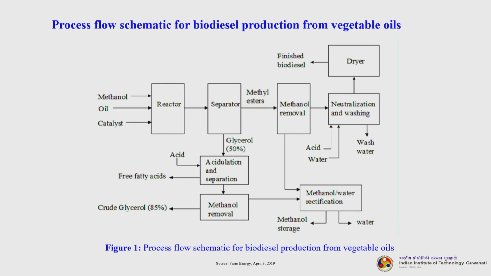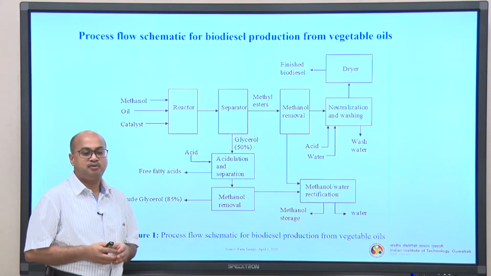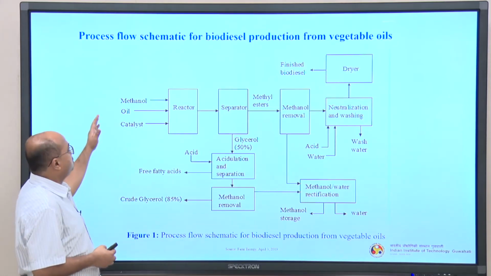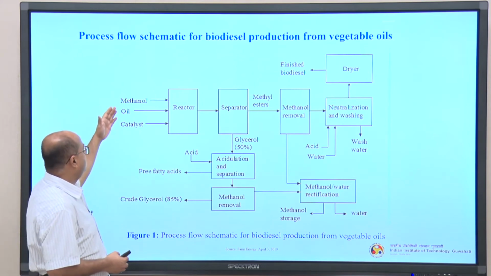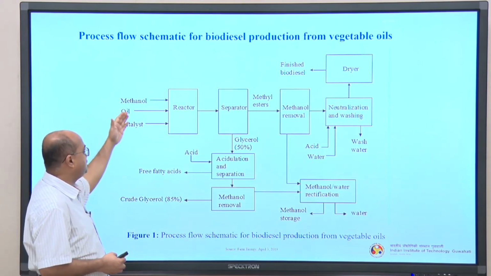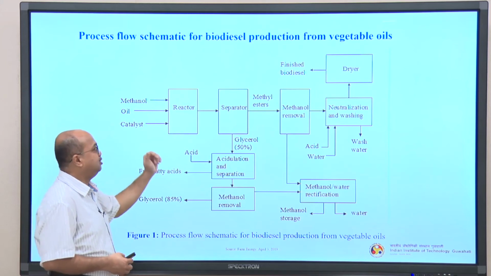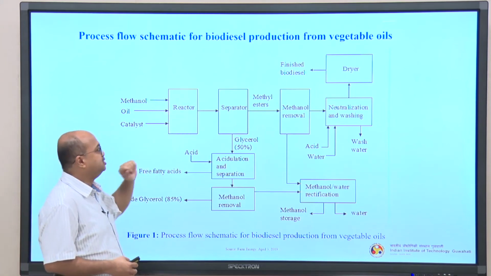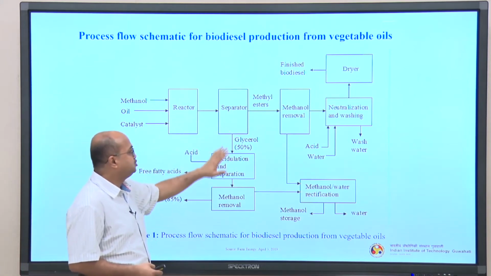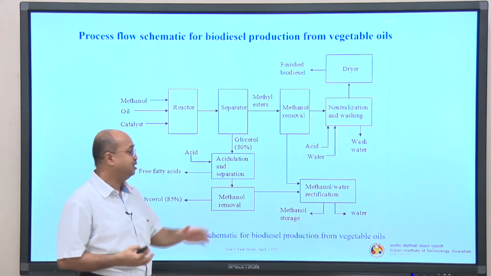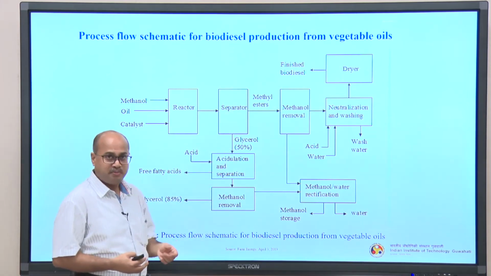Okay. So, I am trying to show you the process flow schematic for the biodiesel production from the vegetable oils. What you are going to do is add methanol and catalyst to the vegetable oil feed to the reactor. Here the reaction is happening, then you go for the separator. Here you remove basically the glycerol, so almost close to 50% yield.